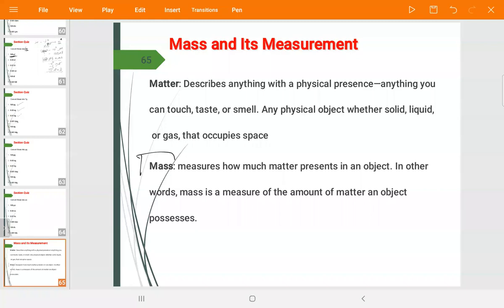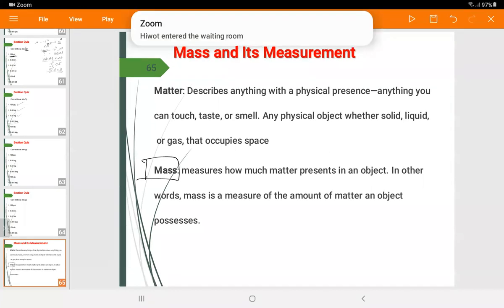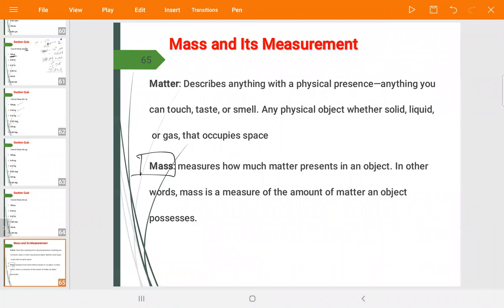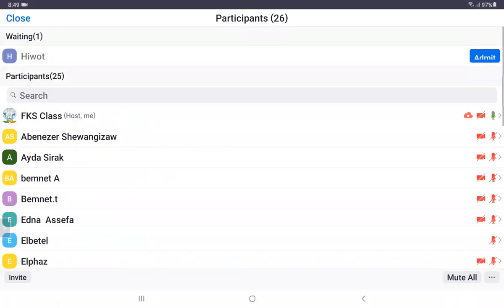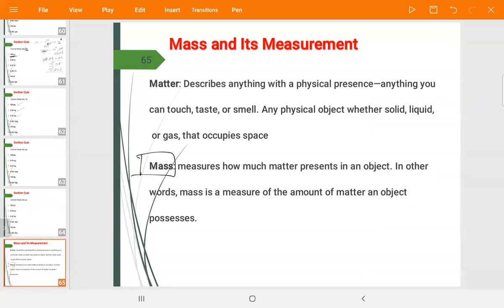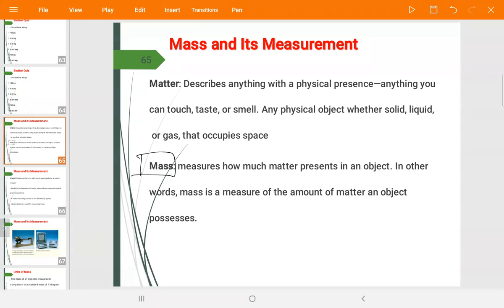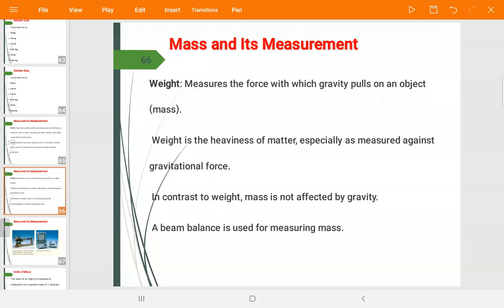So now the first definition is mass. As you all know, mass measures how much matter is present. So it measures the amount of matter in an object. The other very important point is weight. Weight, in contrast to mass, measures the force with which gravity pulls on the object. So there is a difference between mass and weight. Mass refers to the amount of matter in an object, whereas weight measures the force with which gravity pulls on the object.